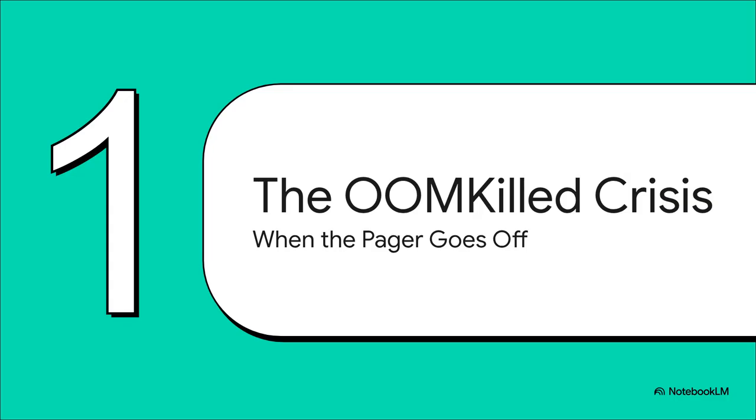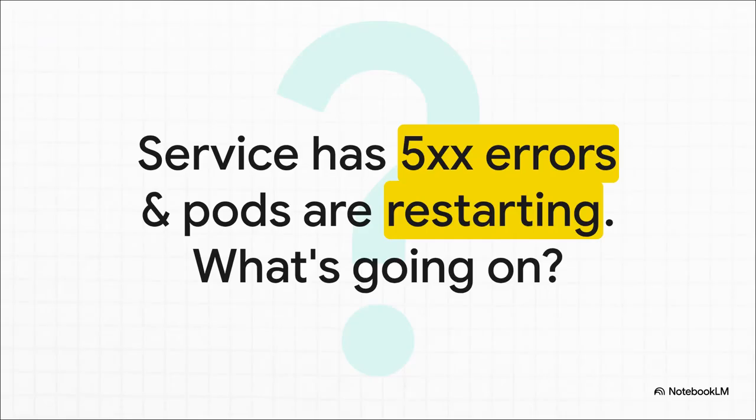All right, let's set the scene. Imagine this. It's your on-call shift. Everything's quiet. And then, bam, the pager goes off. Your service is on fire. You're seeing 5xx errors everywhere, your pods are stuck in this awful restart loop, and the pressure is on. You've got to figure out what's happening, and you've got to do it fast.